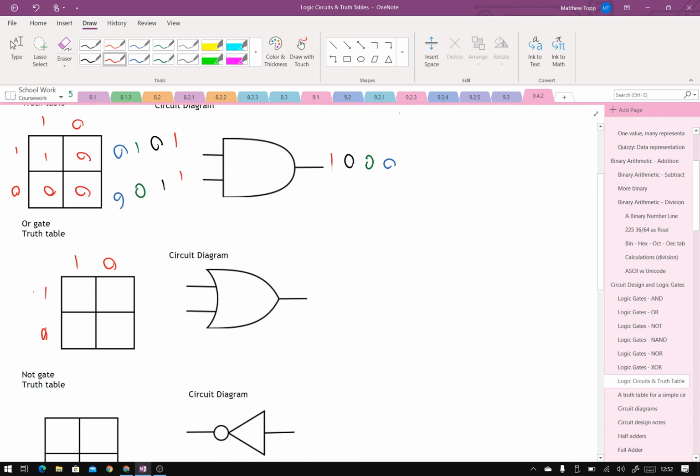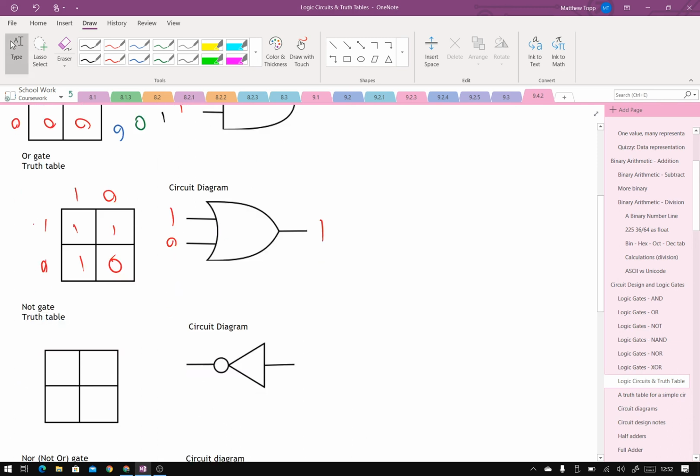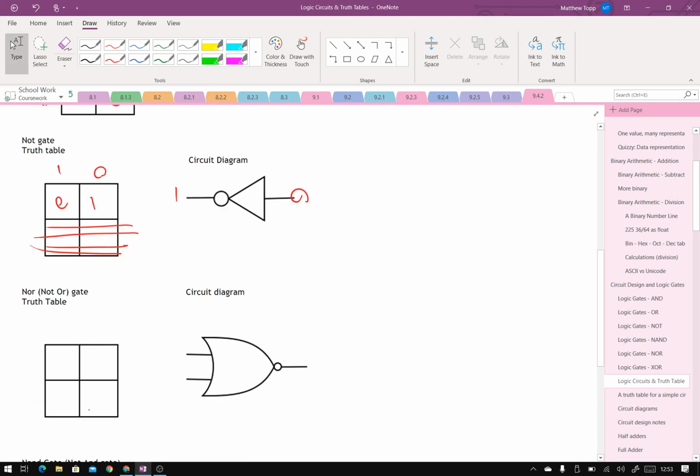All right, so once again, OR gate, any input gives an output, etc. A NOT truth table, we don't need the bottom half, is an inverter. Simple as that. Not OR, a NOR truth table, inverts an OR table. So 0, 0, 0, 1. That one's drawn properly. So, yes. I think so.